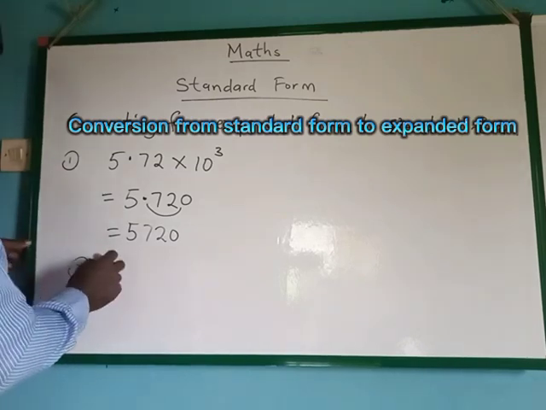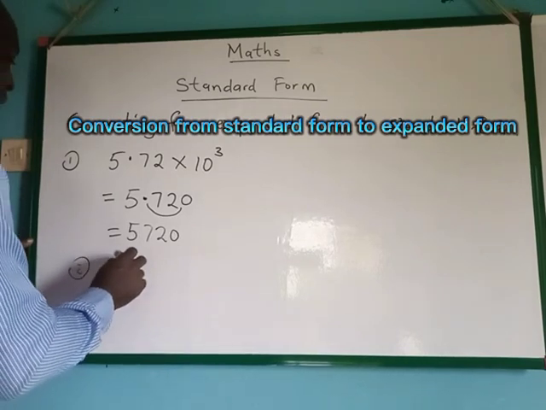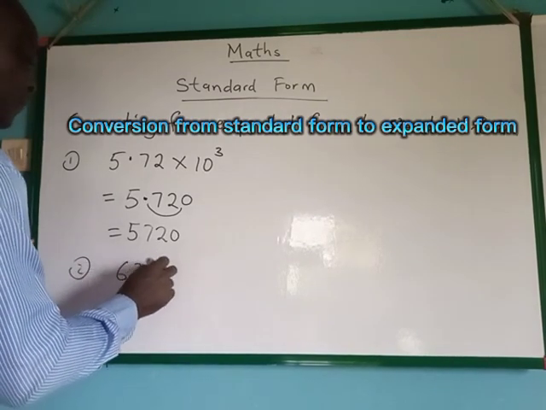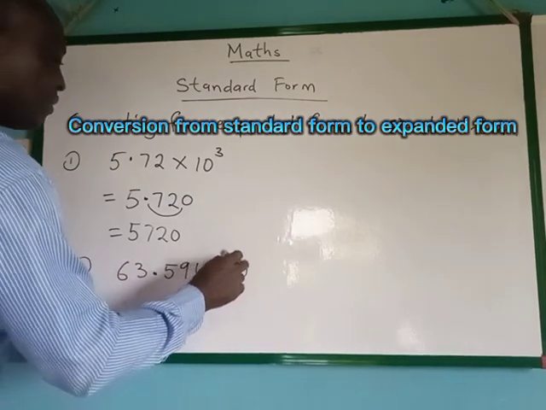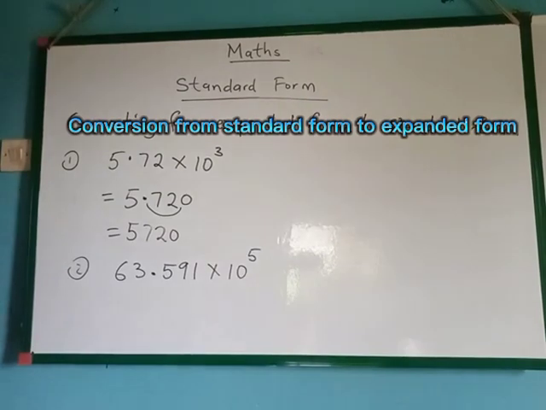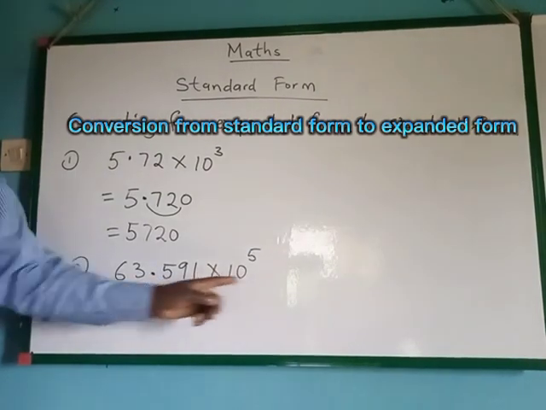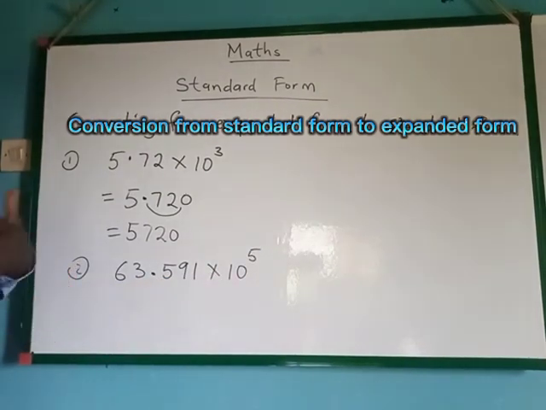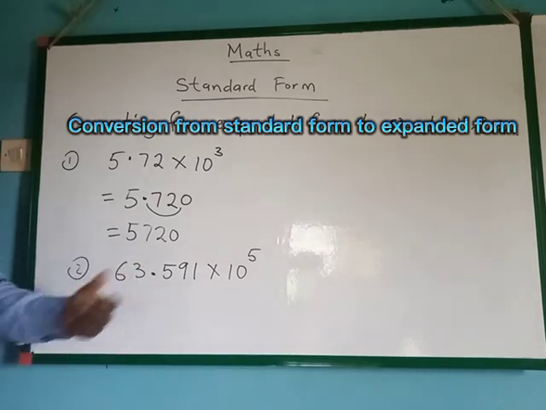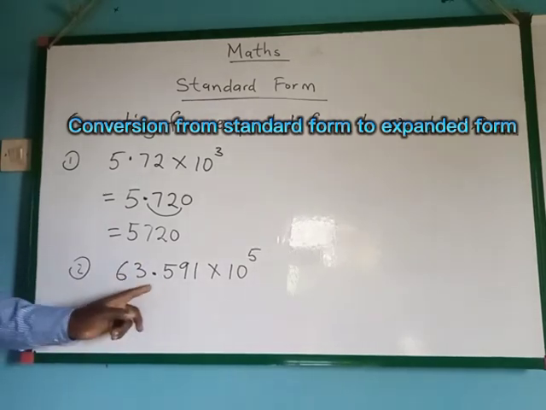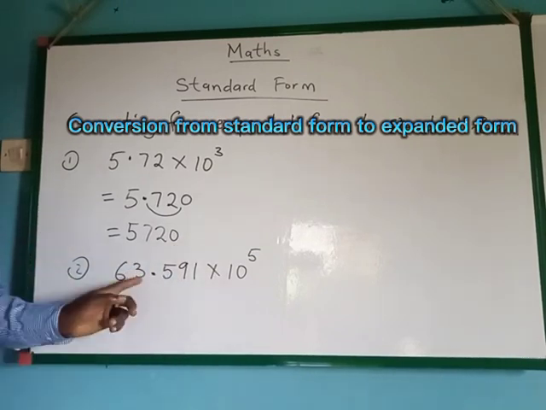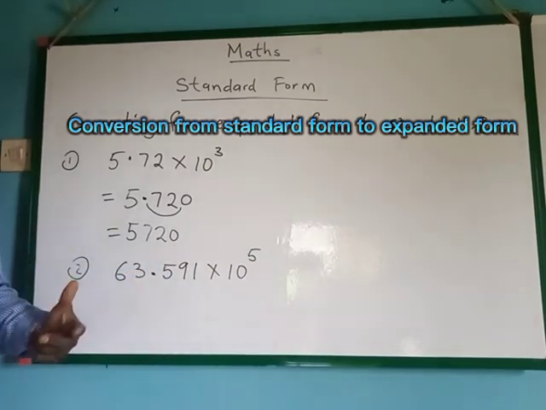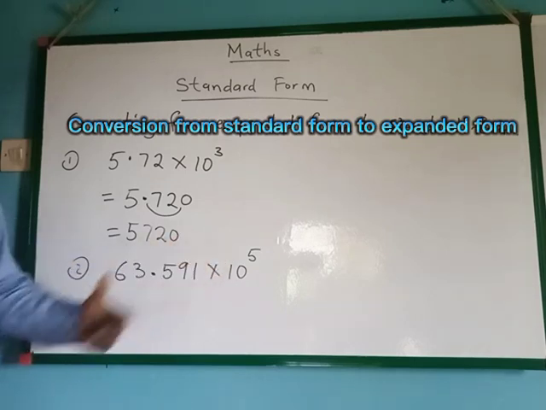Now look at the second one. If I have a number that is 63.591 times 10 raised to power 5. This is not a standard form number, but it is written like a standard form number. Why is it not a standard form number? Because this number is not between 1 and 10. But you can be given numbers like this, or you can solve questions and have this. And if you are asked to expand it, you should know how to do this.